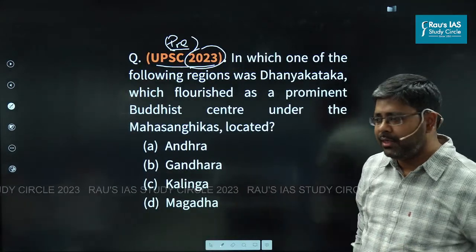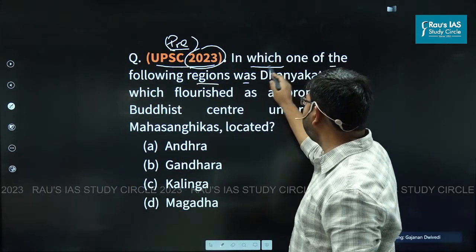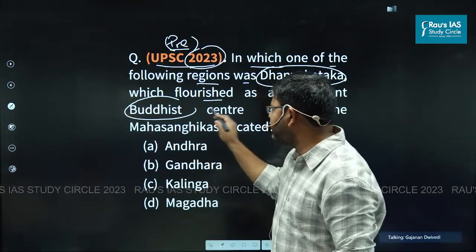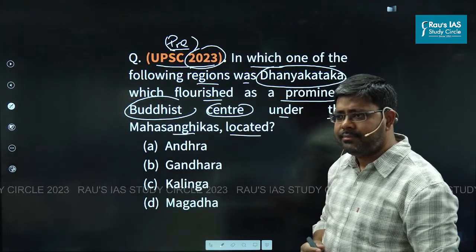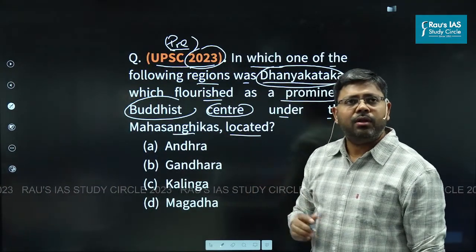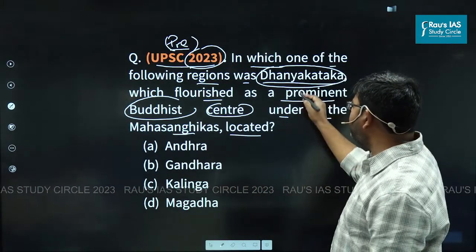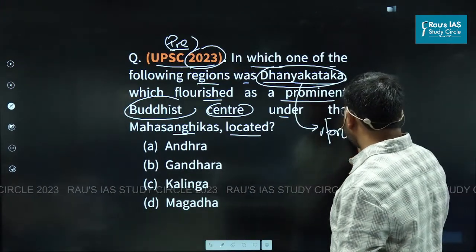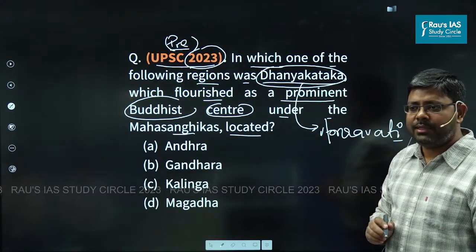A question was asked. UPSC asked: in which one of the following regions was Dhanya Katak, which flourished as a prominent Buddhist center under the Mahasanghikas, located? They're asking about Dhanya Katak. Now, to solve this question, the easiest thing you will have to figure out is that by talking about Dhanya Katak, basically they are talking about Amaravati. The ancient name of Amaravati was Dhanya Katak.